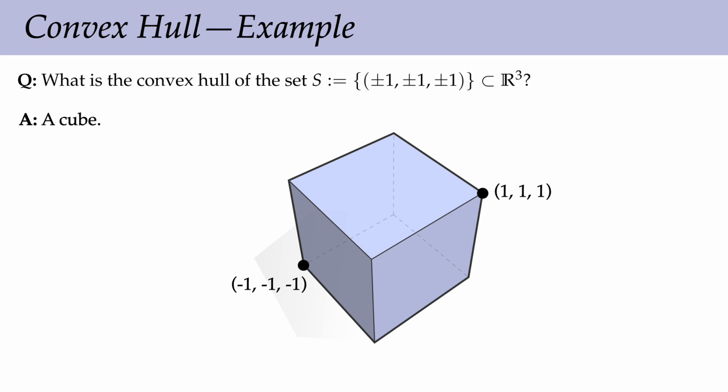Now, you could, of course, consider an even larger convex set that contains these points, but that wouldn't be the convex hull, right? We said the convex hull is the smallest such set, which in this case is the cube.